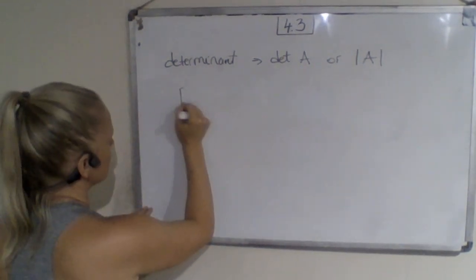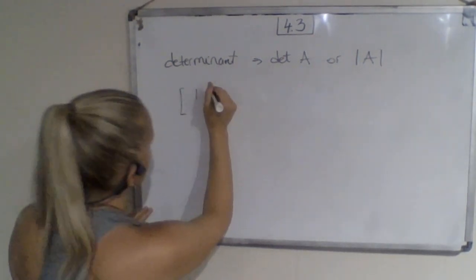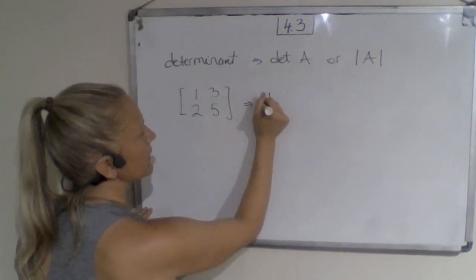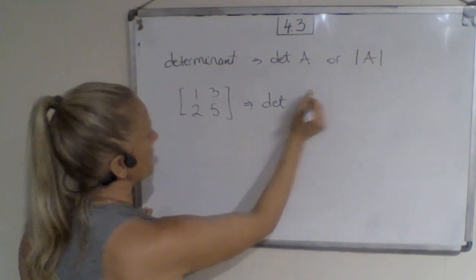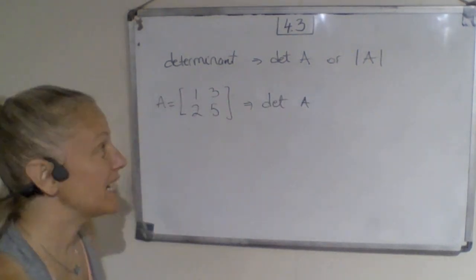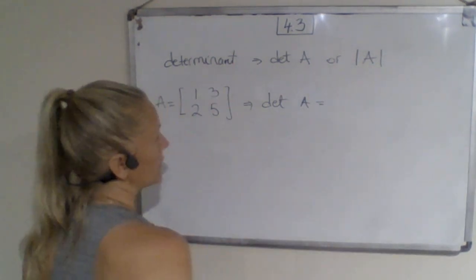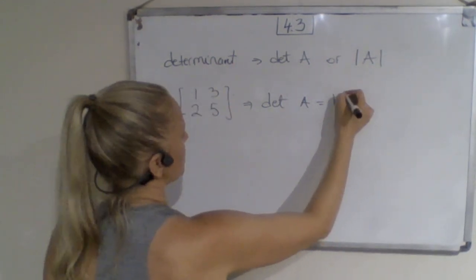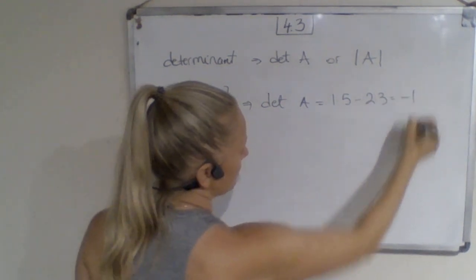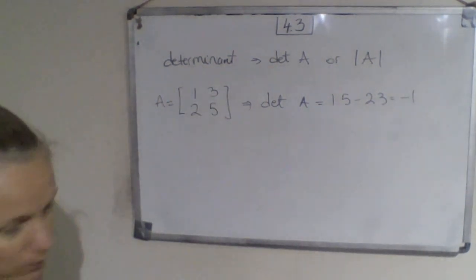If I have the matrix 1, 3, 2, 5, and I'm asking you, what is the determinant of matrix A? Well, this is a 2 by 2. This is a lot easier to do by hand instead of wasting time with the calculator. It becomes 1 times 5 minus 2 times 3, or 5 minus 6, which is negative 1. Pretty easy determinant to find, right?